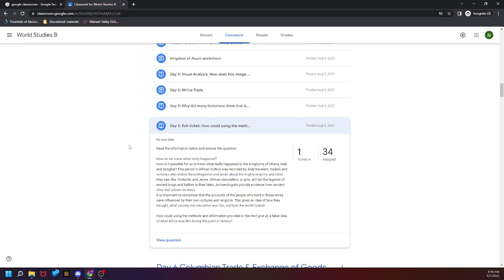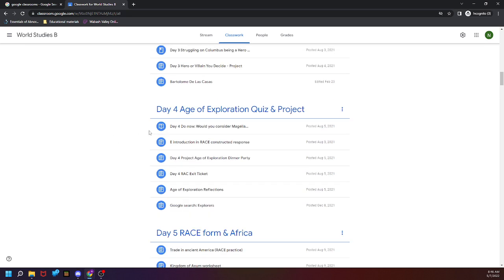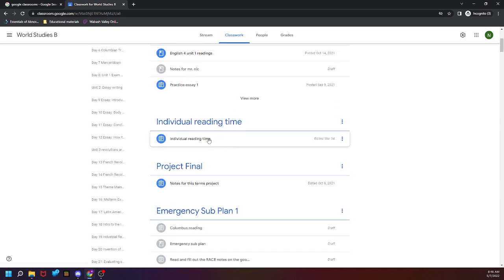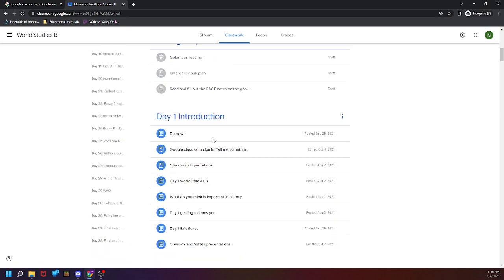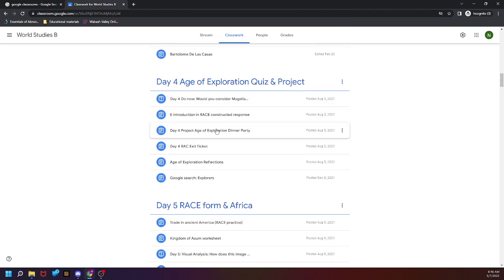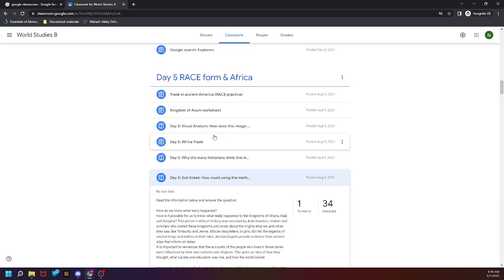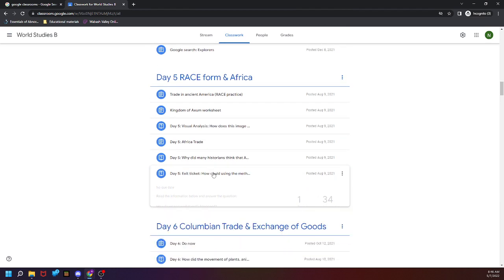Once you're done with that, I want you to make sure you spend at least 15 minutes reading today and enter it in on our individual reading time form. I know you may have already filled it out once, but that's okay. I want you to go in and fill it out again. You're going to fill it out several times throughout the term.